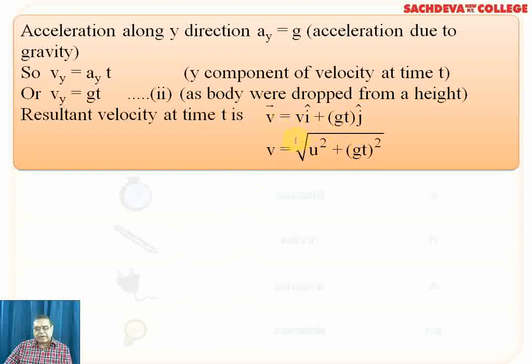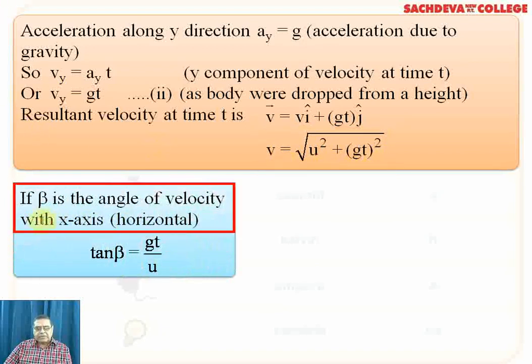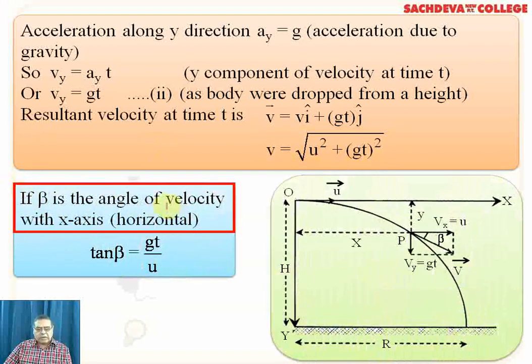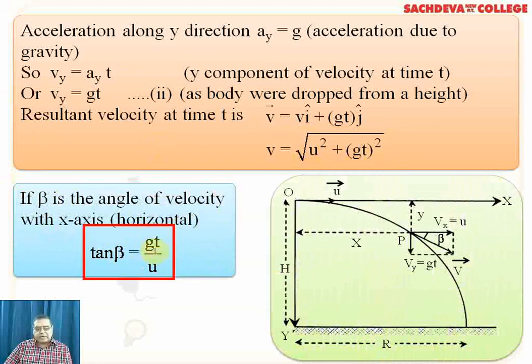Now we wanted to find the resultant velocity. We will take the coefficient of i and the coefficient of j, then we will square them and add them, and then we have to take the square root of the addition. So v is equal to under root u square plus gt square. If beta is the angle of the velocity with the x-axis, that is horizontal, as shown in the figure, then tangent beta, tangent means perpendicular over base, so it will be taken as gt over u.